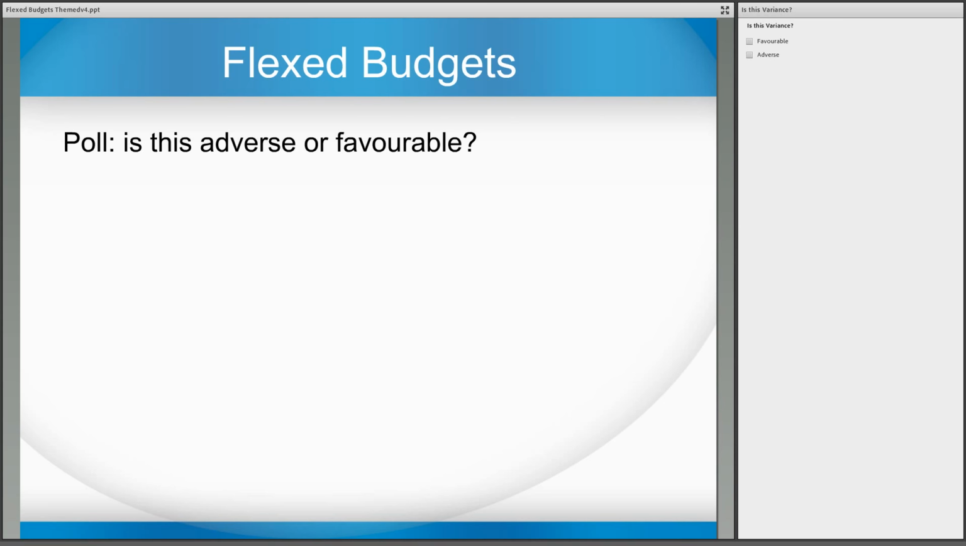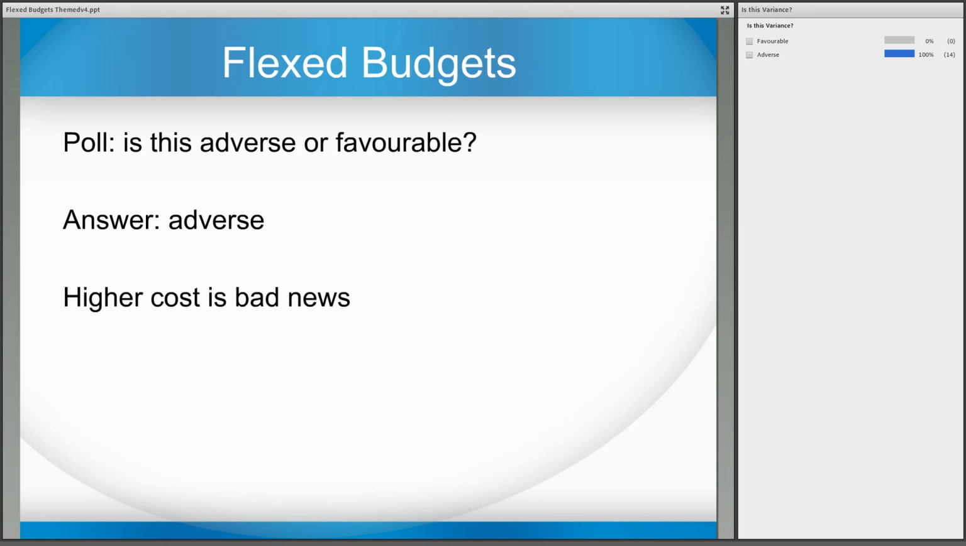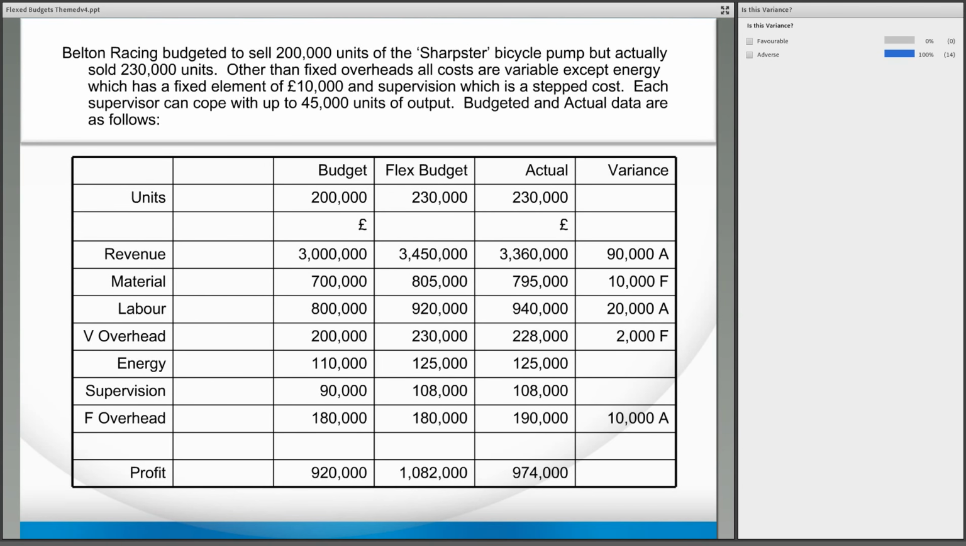What do we think? Adverse or favourable? Well, very quick. Yep, absolutely. That's adverse. We spent more than we expected, and higher cost is bad news. So once again, let's fill that in. Last job to do. Let's look at our profit.